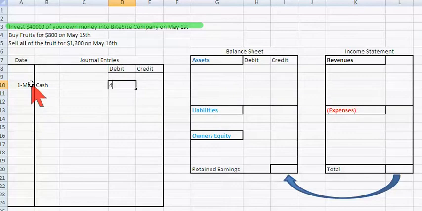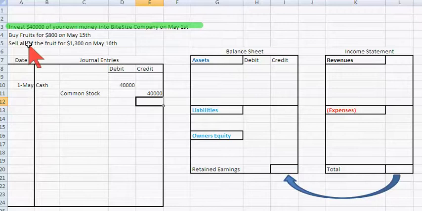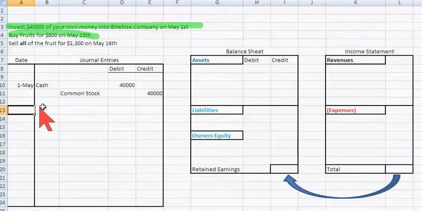we put in $40,000 of cash and we credit common stock for $40,000. Next, we buy fruits for $800 on May 15th. Now, since we're in the fruit selling business, we're buying fruit from a wholesaler for $800 on May 15th.